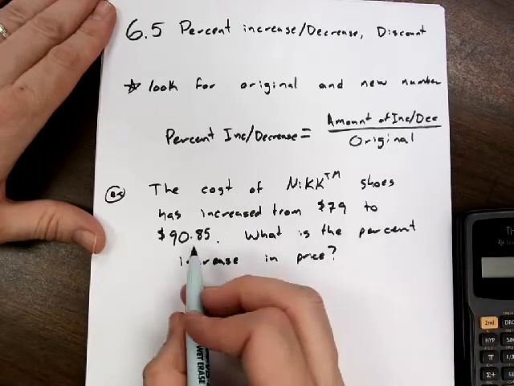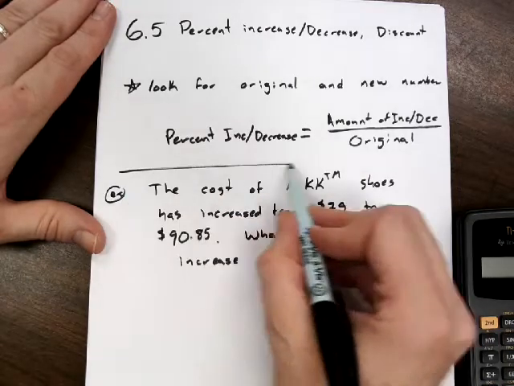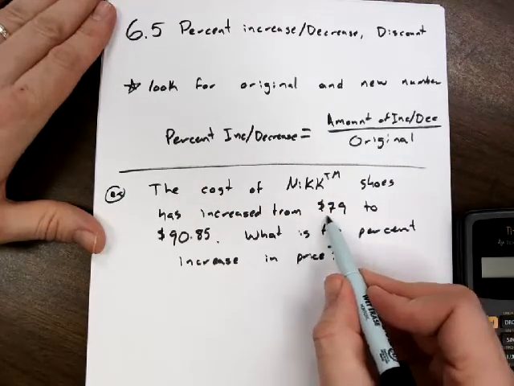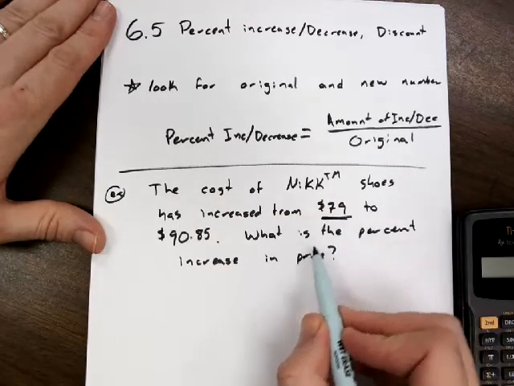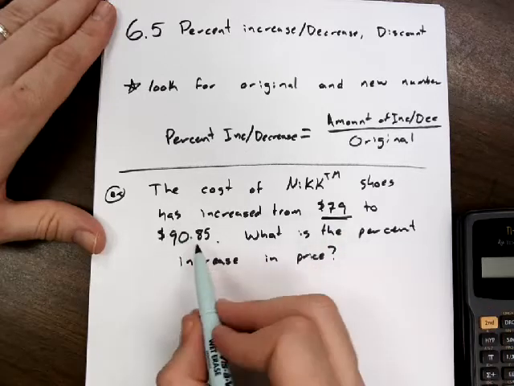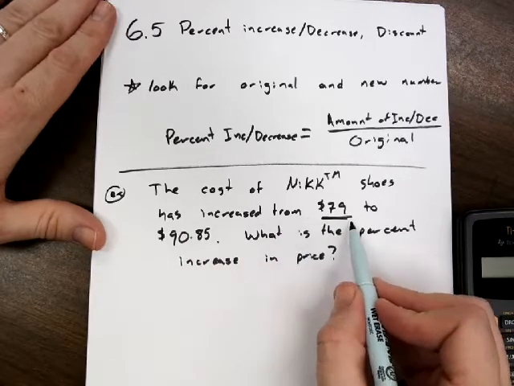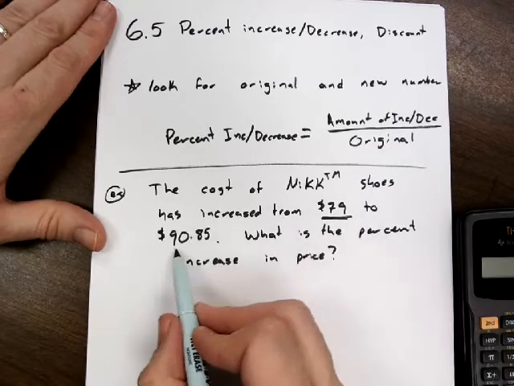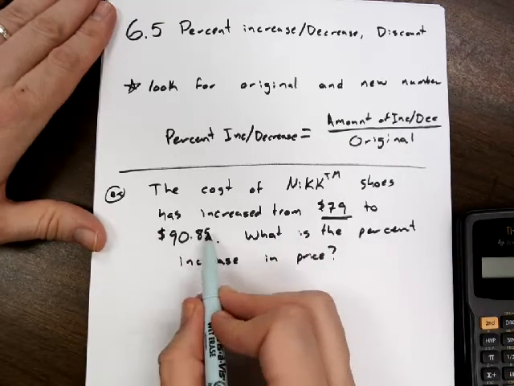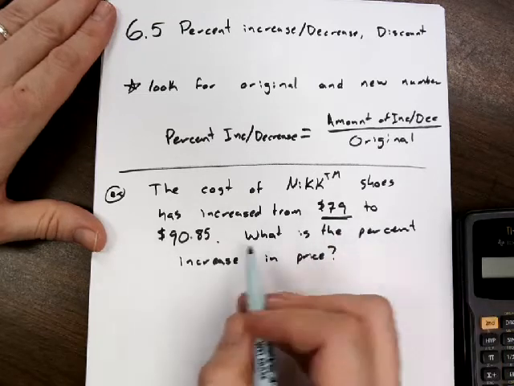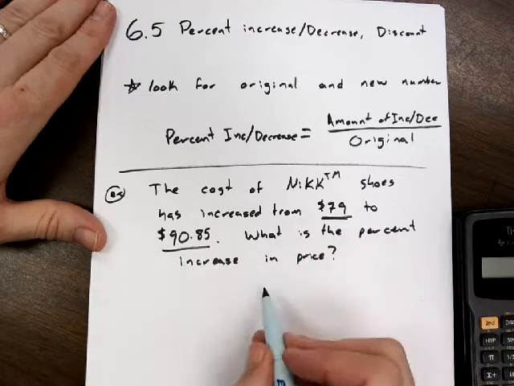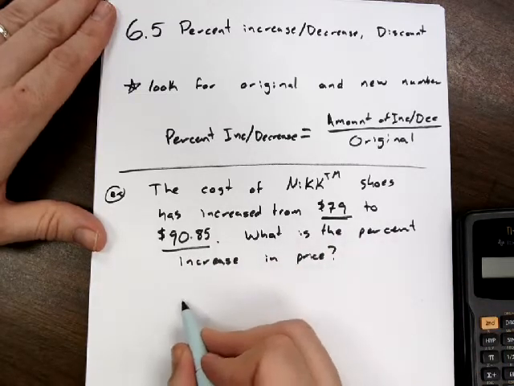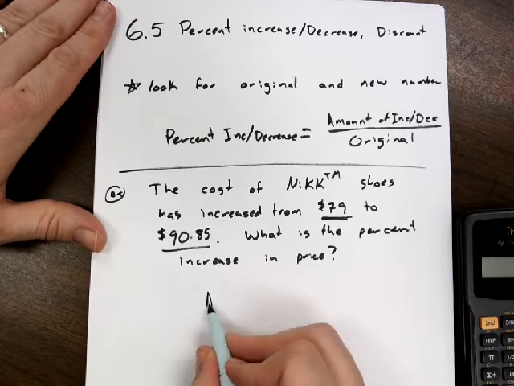Well, in this case, I have my original number. It's not always going to be the bigger or smaller number, so you have to look to find out what something has gone from to. If this were a decrease in price, this would have been the original, but no, this is an increase, so it's our smaller number. So what we're going to need to do first is find our amount of increase.